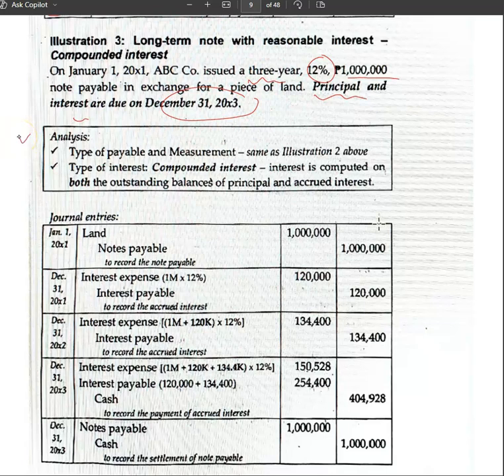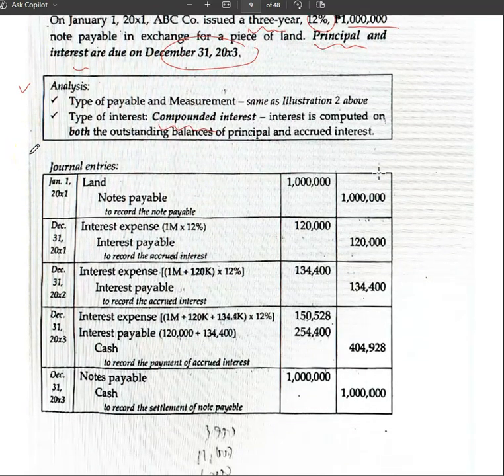Type of payable and measurement, same as illustration 2. So we have that interest compounded. So we assume again that the stated interest is the same as the market value, it's reasonable. So therefore, the face value, we can use that as initial measurement for these notes payable or promissory note. Type of interest, this is compounded, unlike the previous one, which is what we call simple interest computation.